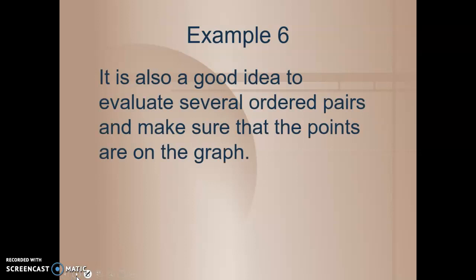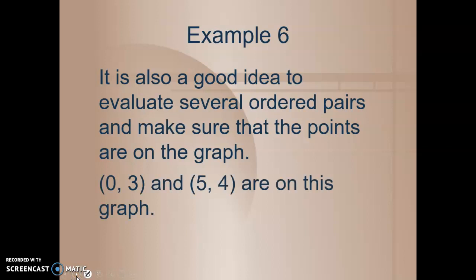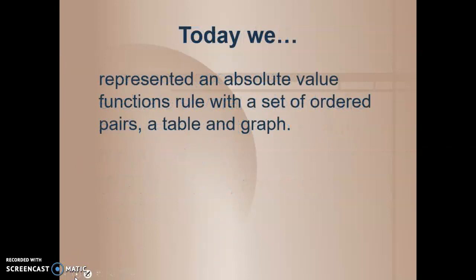So this form gives us the vertex, and it also tells us the translation. It's also a good idea to evaluate several ordered pairs and make sure that the points are on the graph. So that's a way that you can check your work after you've graphed it. Pick a few ordered pairs and see if they actually are on the graph that you've graphed. If we were to graph that and not just sketch it, we would see that 0, 3 and 5, 4 are on this graph like they should be.